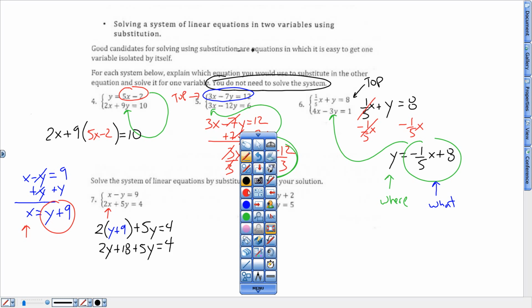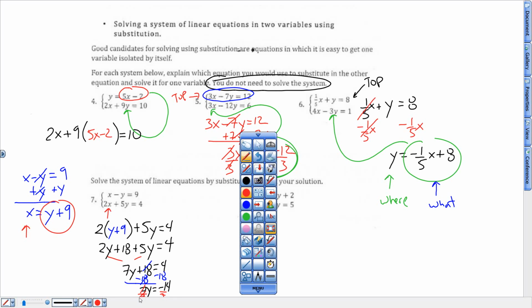Now I need to combine like terms before it becomes a two-step equation. That gives me 7y plus 18 equals 4. I'm going to subtract 18 on both sides and then divide by 7. That gives me 7y equal to negative 14. And then right there, divide by 7.